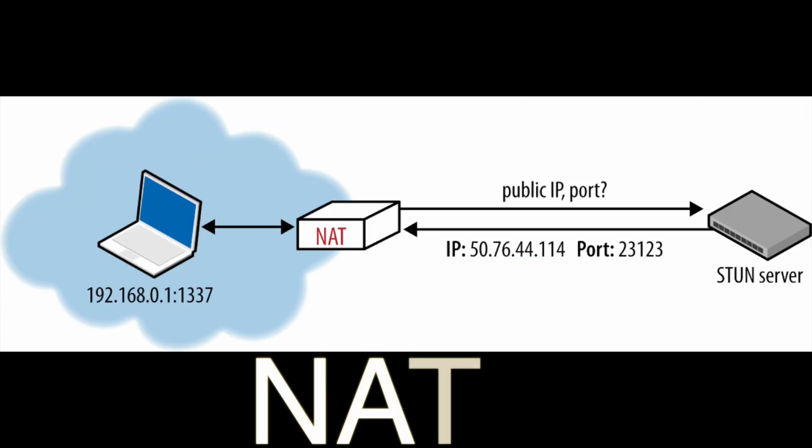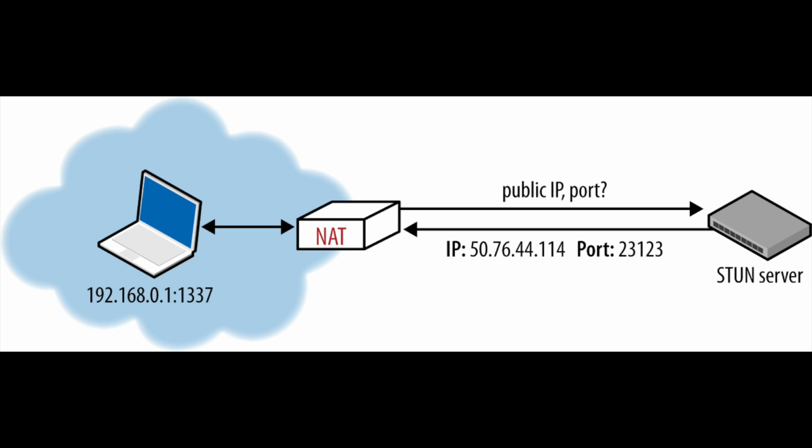Network address translation is a method of mapping an IP address space into another by modifying network address information in the IP headers of packets while they are in transit across a traffic routing device.